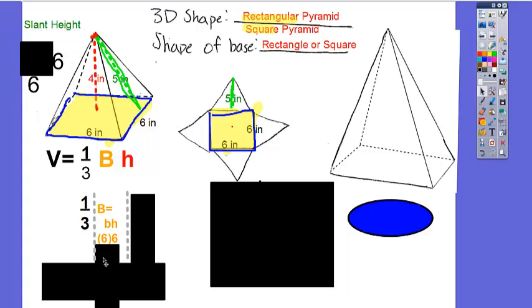So it would just be 6 times 6. And 6 times 6 gets us 36. So the area of my base is 36. And then finally the height. And notice that I went ahead and made this height red.